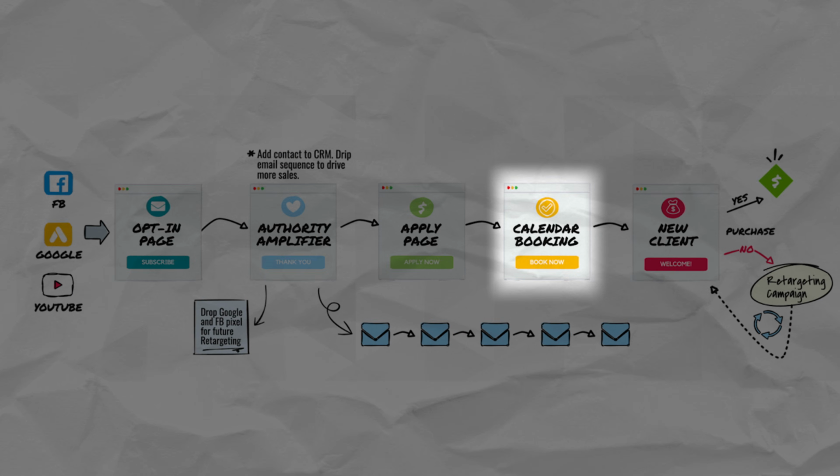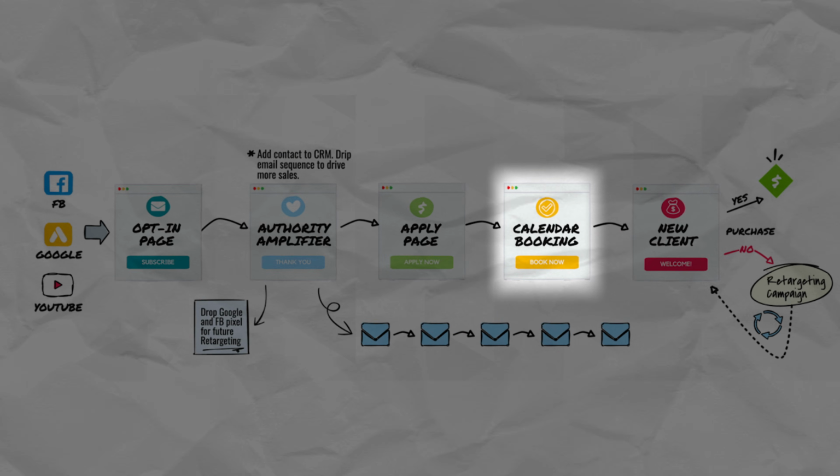It's here in the calendar booking stage that you can allow your prospect to choose from one of your available times in order to have a quick call with you to go over their application and discuss their goals, and decide together whether or not you're a good fit to work together. All of which, of course, happens in the final stage, the sales call.